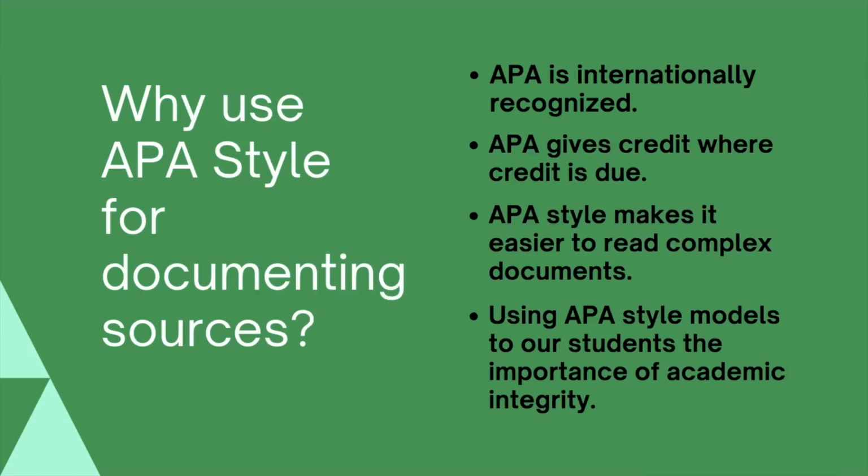But why do we use APA style for documenting sources? Well, APA is internationally recognized. APA gives credit where credit is due and helps us to avoid instances of plagiarism. APA style makes it easier to read complex documents. And most of all, using APA style models to our students the importance of academic integrity.